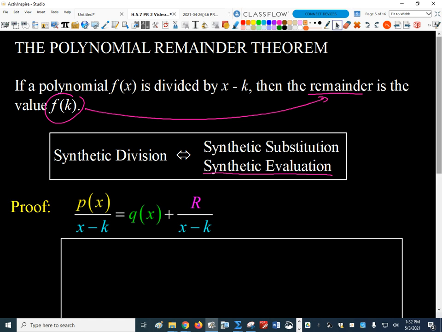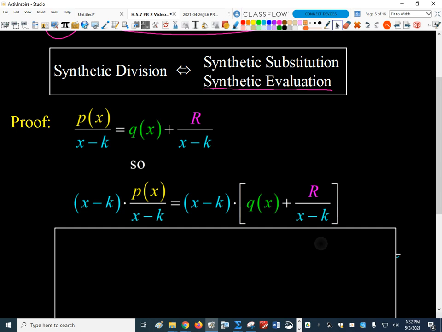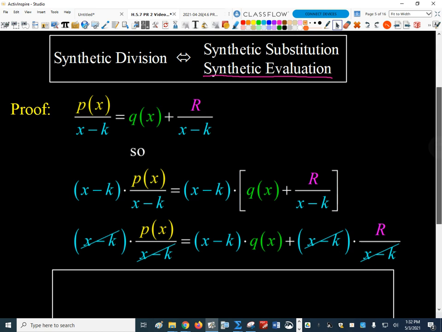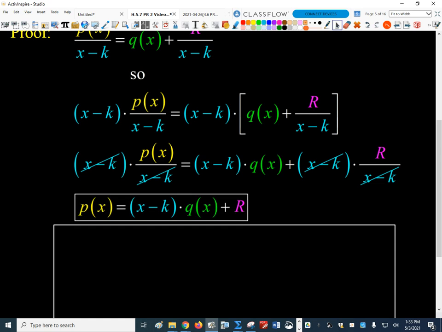Okay, so if we want to clear the fractions, I could distribute an x minus k through both sides. That's just going to cancel the x minus k's on the left. Over here, if I distribute it, I'm going to get x minus k times q of x, which is just the polynomial part of my answer, plus r, because the x minus k's will cancel. So we just get that, agreed? So far, how are we doing on that?